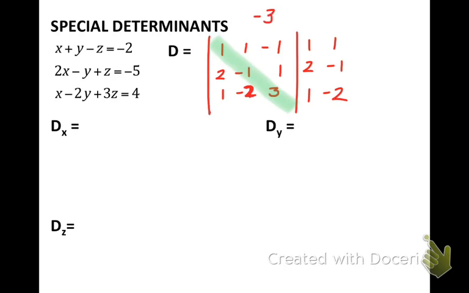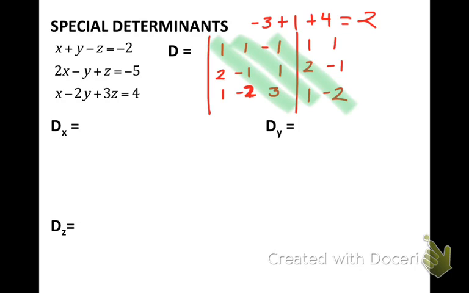I'm going to put my work up here. Negative 3. My next diagonal gets me a 1. And my last diagonal gets me positive 4. So adding that gets me what? Negative 2, positive 2.